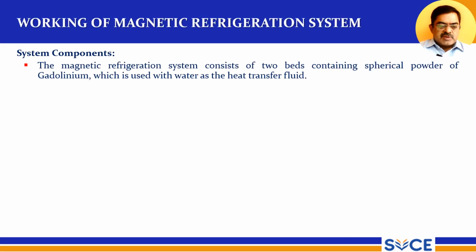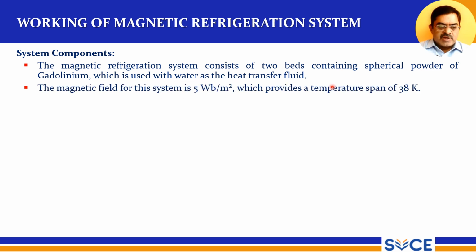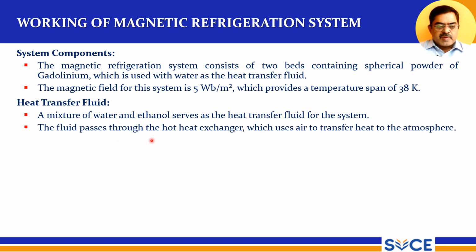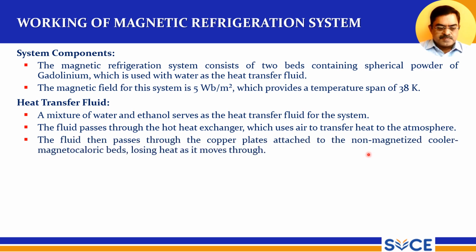So, system components. The magnetic refrigeration system consists of two beds containing spherical powder of gadolinium, which is used with water as the heat transfer fluid. The magnetic field of this system is 5 Weber per meter square, which provides a temperature span of 38 Kelvin. The heat transfer fluid, a mixture of water and ethanol, serves as the heat transfer fluid of the system, and the fluid passes through the hot heat exchanger, which uses air to transfer heat to the atmosphere. The fluid then passes through the copper plates attached to the non-magnetized cooler.